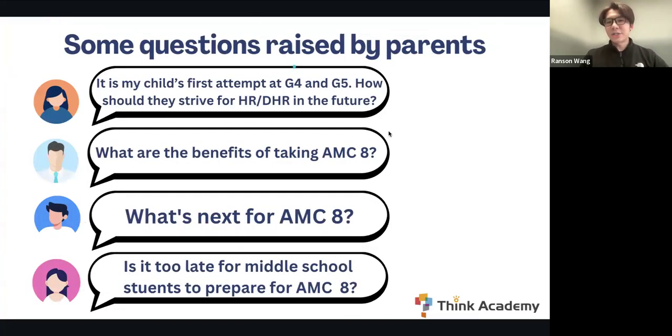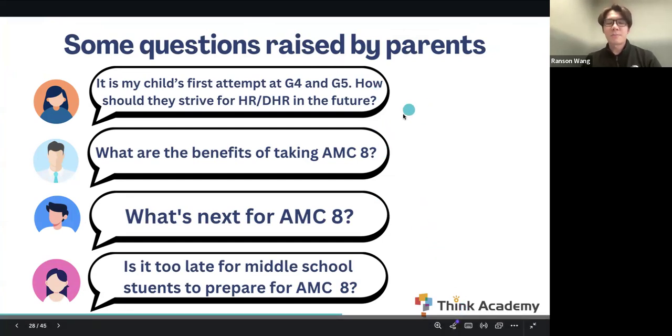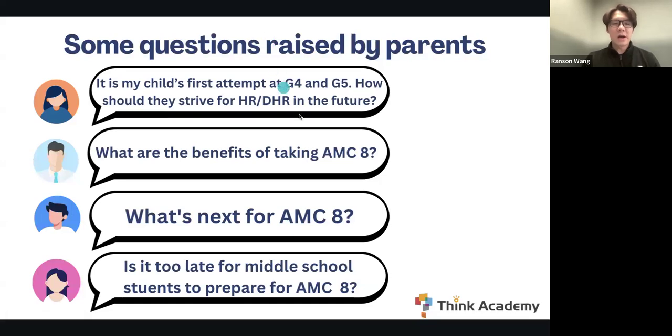So after the strategy part, I also collected some of the questions raised by our parents. First of all, from our primary school student parents: if my child's first attempt is at G4 or G5, how should they strive for honor roll or distinguished honor roll in the future? And what are the benefits of taking MCA and what's next for MCA? And is it too late for middle school students to prepare for MCA? So I'm gonna answer those commonly asked questions later.